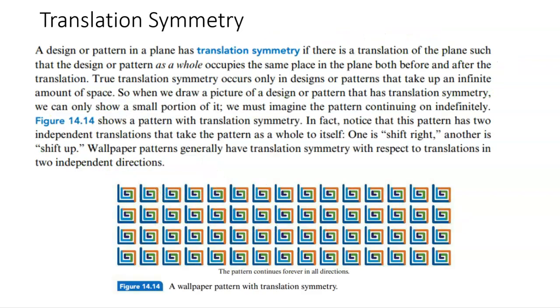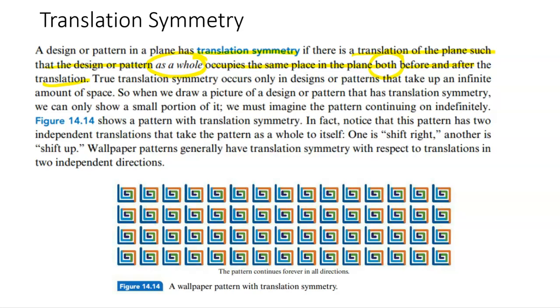Let's talk about translation symmetry. A design or a pattern has translation symmetry if there is a translation of the plane such that the design or pattern as a whole occupies the same place in the plane both before and after the translation. True translation symmetry occurs only in designs or patterns that take up an infinite amount of space.